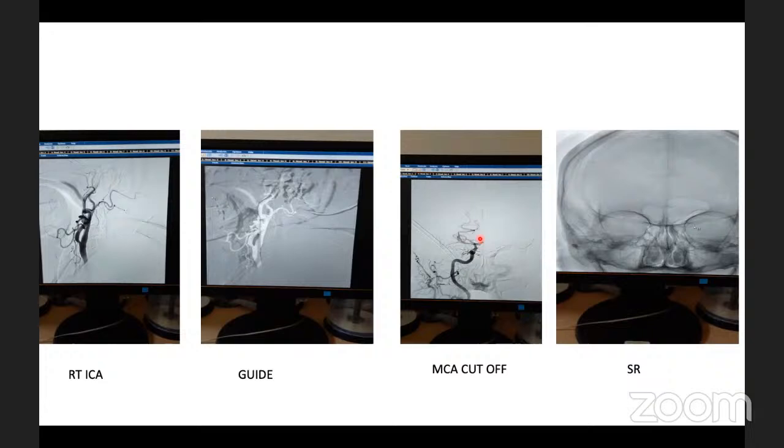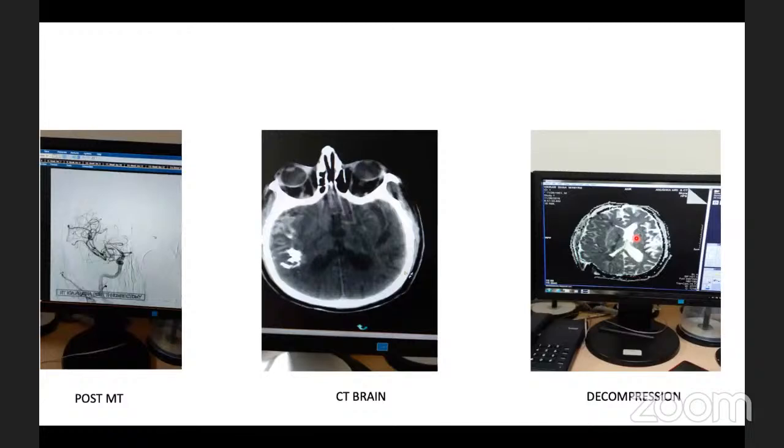So microwire, microcatheter injection shoot, and then followed by a stent retriever. I think this is a Trevo stent retriever that we have used. The stent retriever was passed, and we achieved a TICI 2B recanalization. But after this, we saw a sudden shoot of BP. So what exactly had happened? We were not very sure.